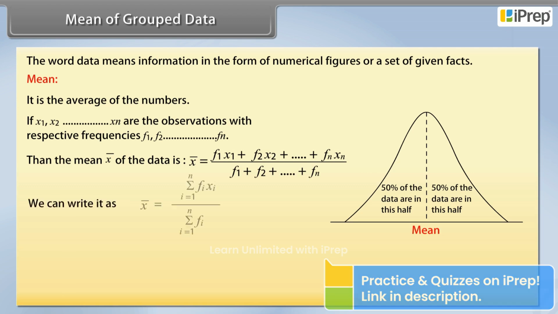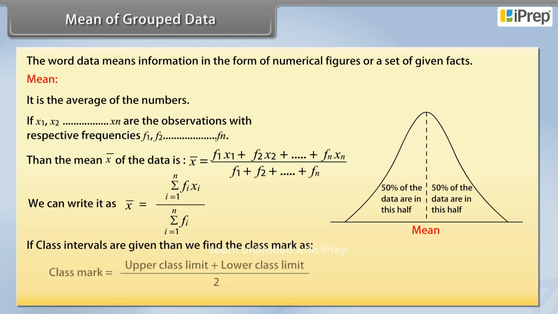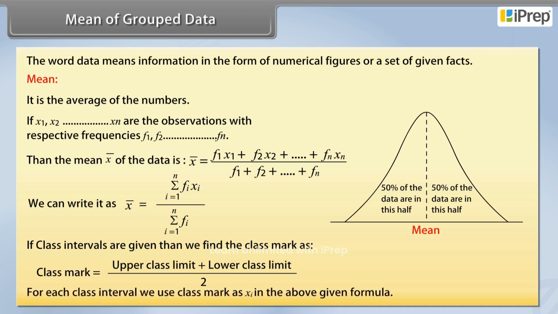We can write it as x bar equals summation from i equals 1 to n of the product of fi and xi, divided by summation from i equals 1 to n of fi. If class intervals are given, then we find the class mark as class mark equals upper class limit plus lower class limit divided by 2. For each class interval, we use the class mark as xi in the above formula.